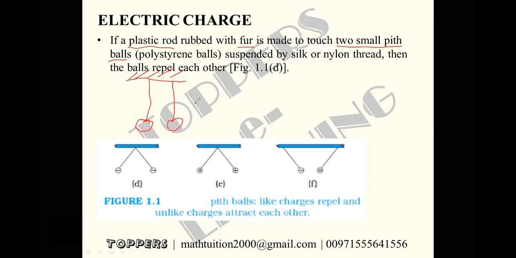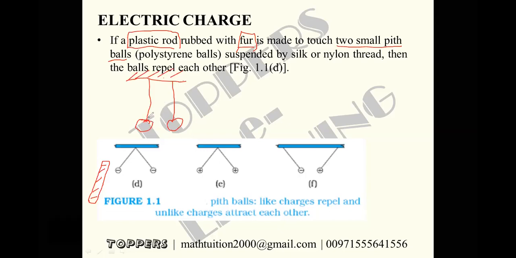Pith balls are freely suspended using some mechanism. What are we doing? We are bringing a plastic rod, which is rubbed with fur. So this plastic rod got a charge. Let it be negative. So when you are touching this charged plastic rod on the pith ball, what will happen? Some of the charge will be transferred to the pith ball, because the pith ball was neutral. Neutral means what? No charge.